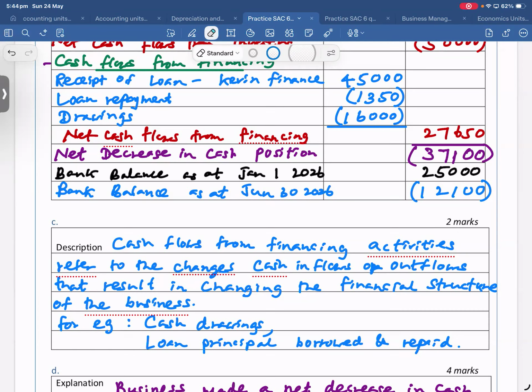Wait, I have a question. If the business wins an award and earns a cash prize of like $500, do you have to record that in the cash flow statement?